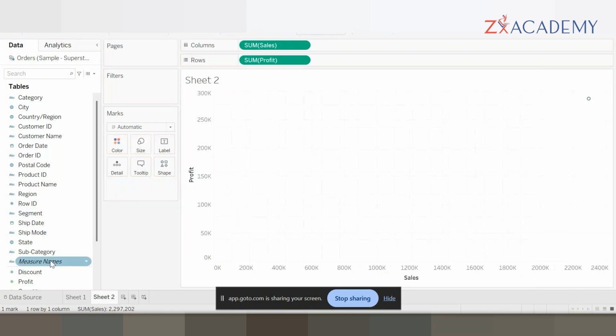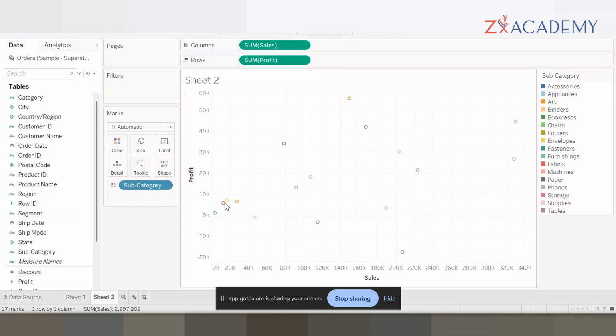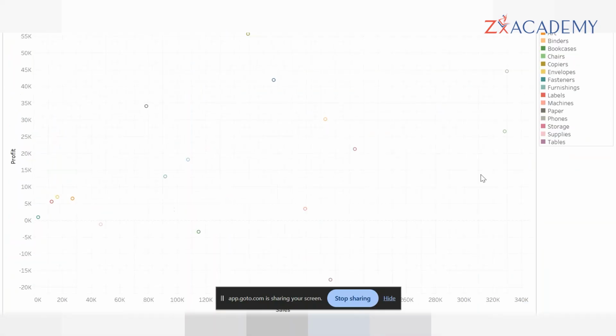I'll take the subcategory and double click on it here. When you add the subcategories, you can see we have many of them, and they are automatically shown in different colors. Now you can see phones and chairs are doing very good sales. We have some products like phones and chairs that are doing very good sales.